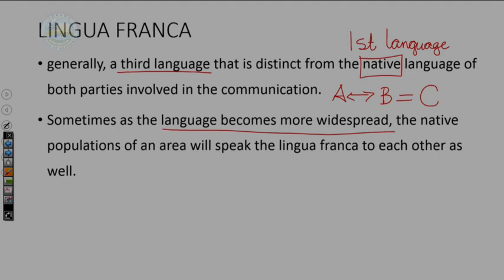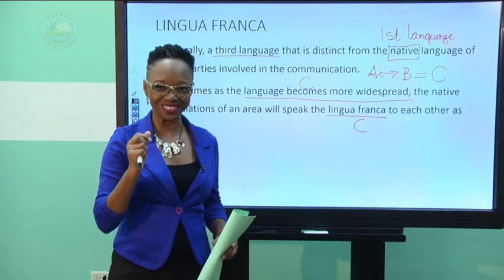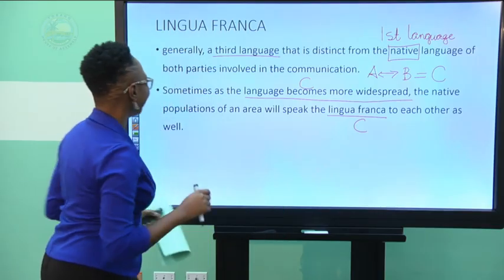But in situations where language C becomes widespread, the native populations will begin to speak that lingua franca, language C, to each other. And this is how languages evolve and why languages change. As people continue to interact with speakers of other languages, new languages can emerge. I find that so exciting.